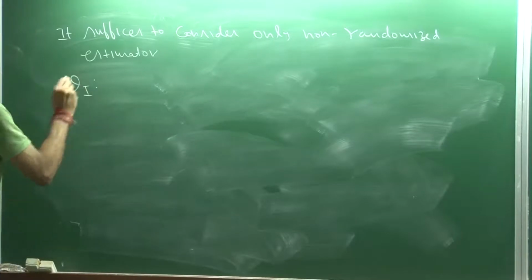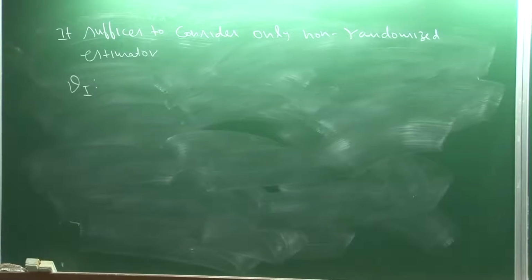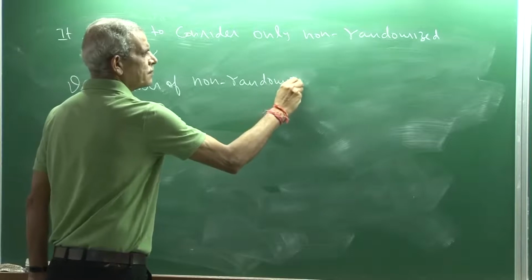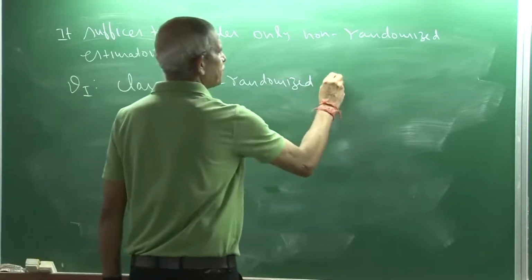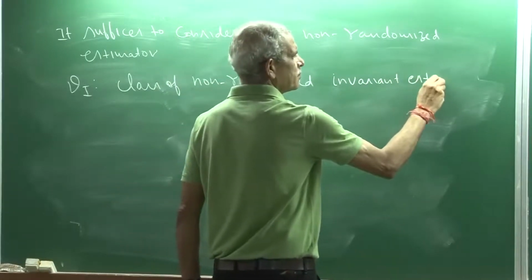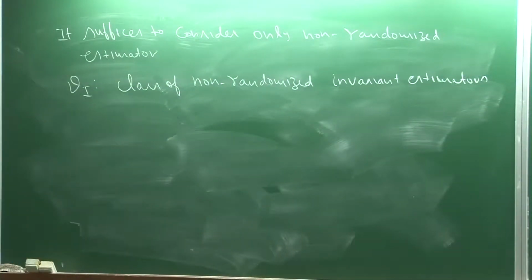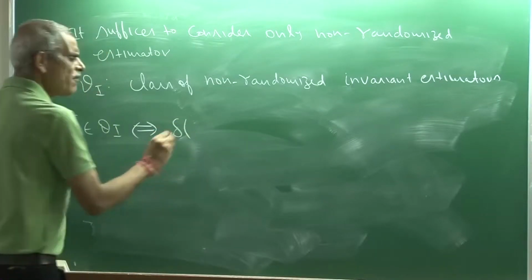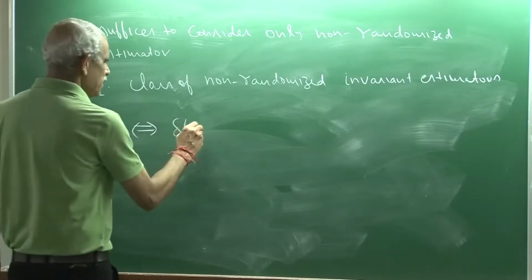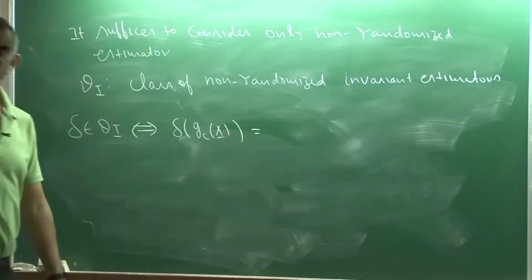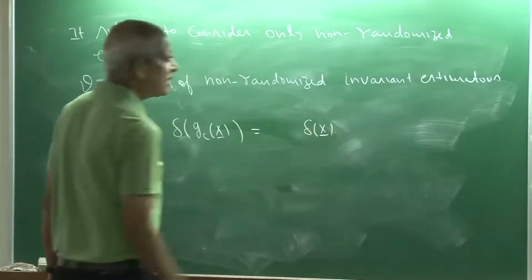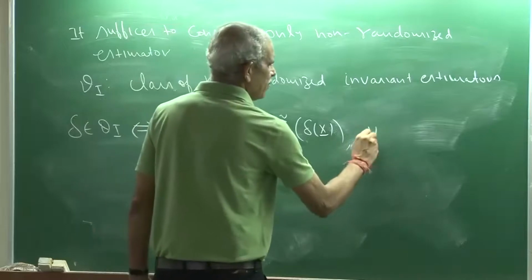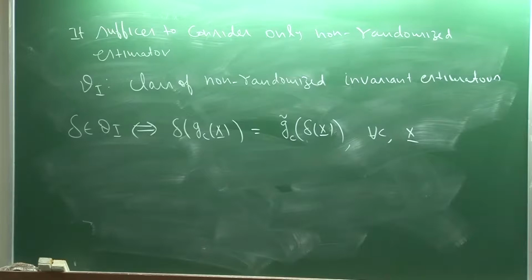So let us say D_I is the class of all invariant non-randomized estimators. What does that mean? That means delta is in D_I if and only if, when my data is transformed, delta of G_C of X should be the same as if my data was the original itself, except that now I have transformed the output, G tilde C delta of X, for every C and for every realization of the data point X. So what does that mean?